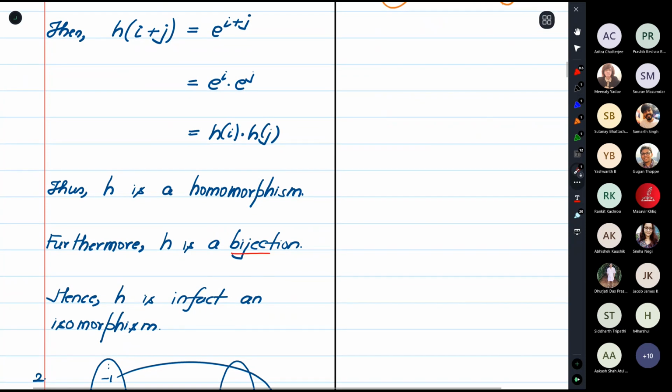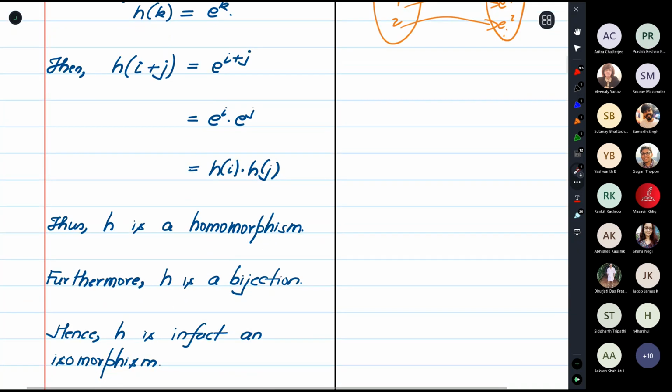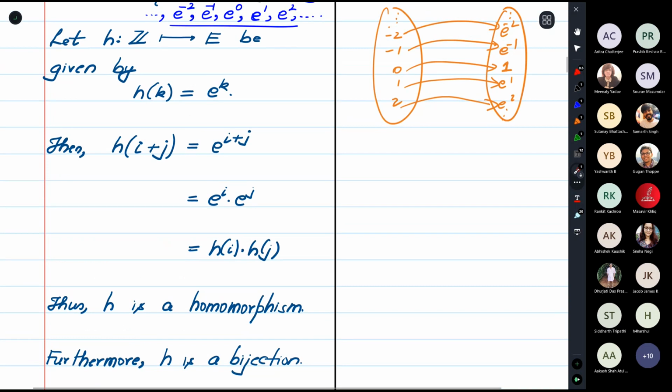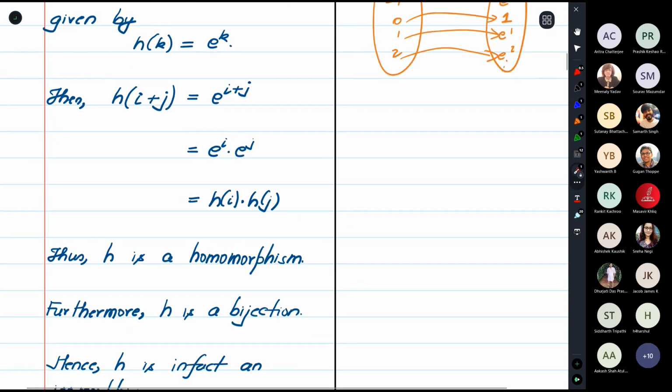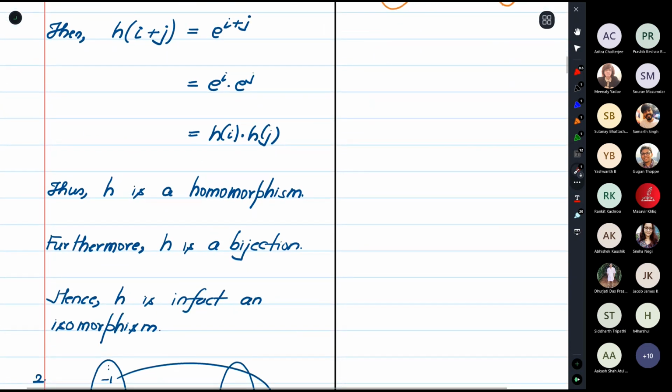So one can, I won't do it, but I'm sure all of you are in fact more capable than me to verify that this function h that we have defined over here is a bijection. By that I mean it is a one-to-one map and an onto, surjective map. So h is a bijection, and hence it follows that h indeed is an isomorphism. So it is not just a homomorphism between these two groups, it's in fact an isomorphism.